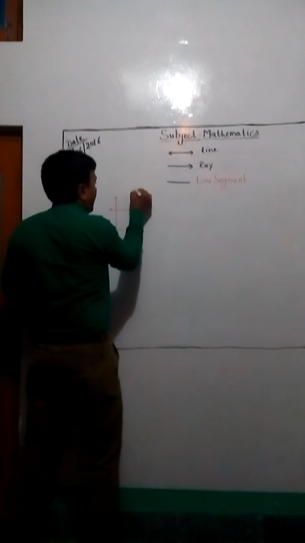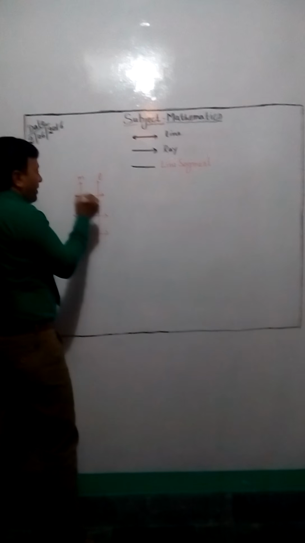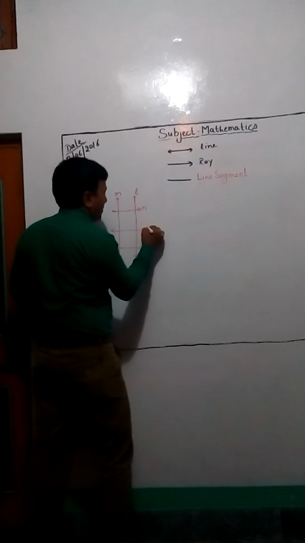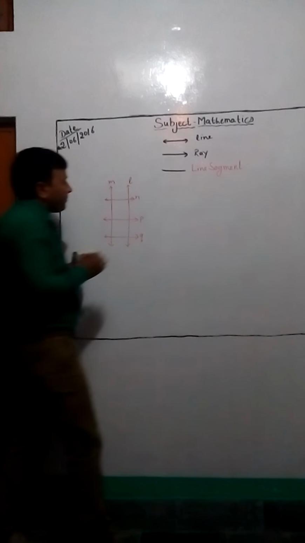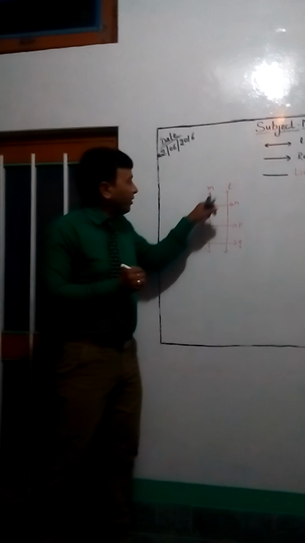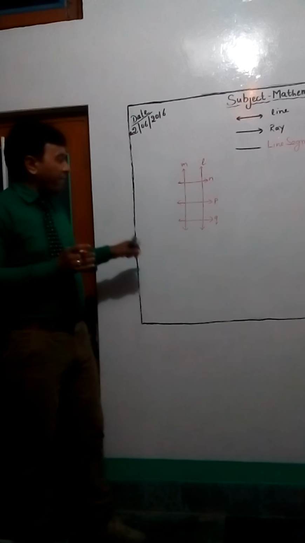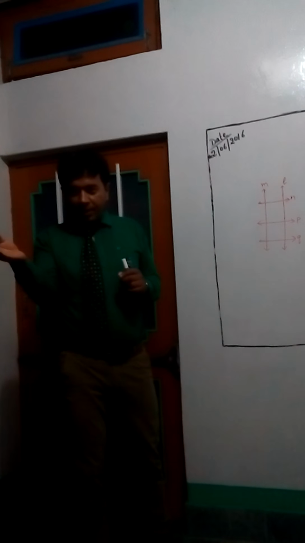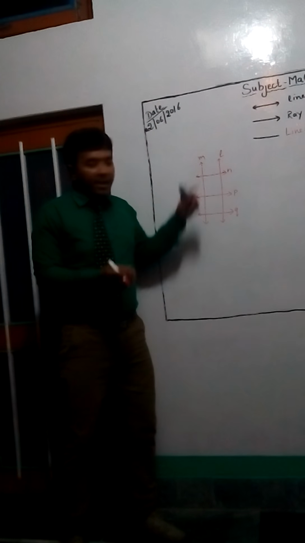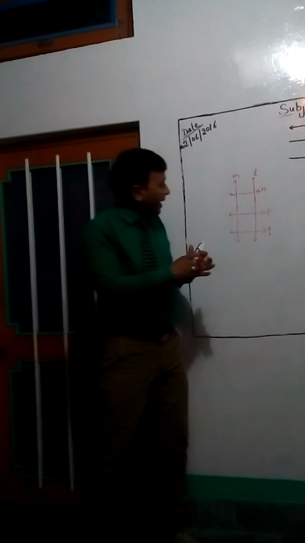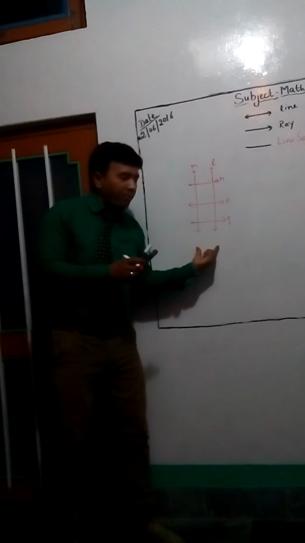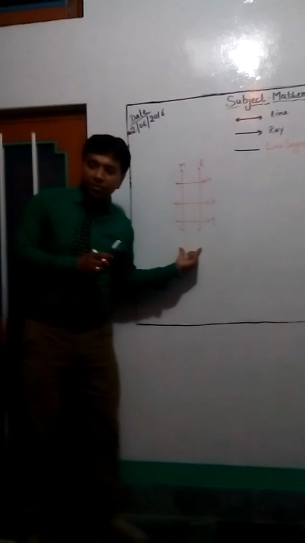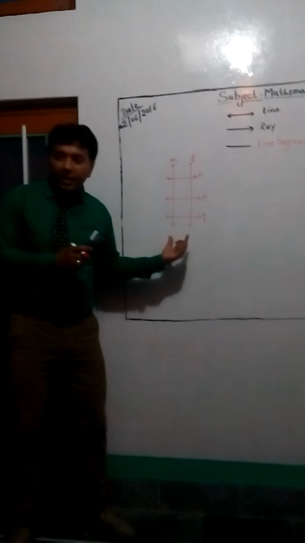We can say this is line L, this is line M, this is N, this is P, and this is Q. If you look at all these lines, and I ask you a question, what about line L and M? Yes, first student. If you extend these lines to any point, will they meet anywhere? They will not meet. Why?